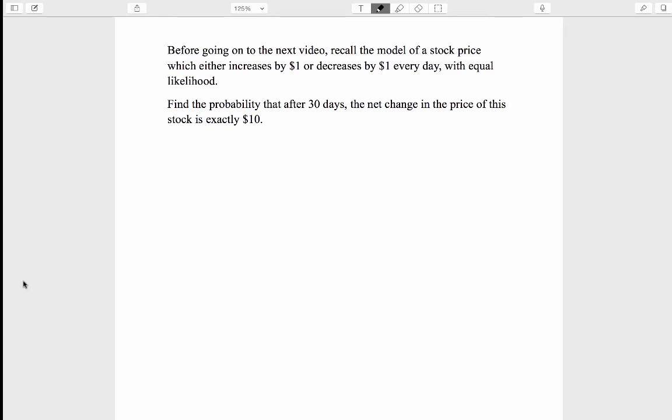Now that you have all these nice ways of doing the computation more easily, before going on to the next video, recall the model of a stock price which either increases by $1 or decreases by $1 every day with equal likelihood. Now find the probability that after 30 days, the net change in the price of this stock is exactly $10. So think, in 30 days, how many ups and how many downs do there have to be for the net change to come out to exactly $10? That could be a $10 loss or a $10 gain.